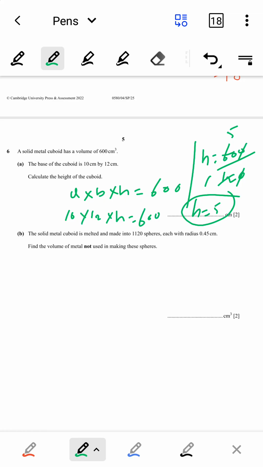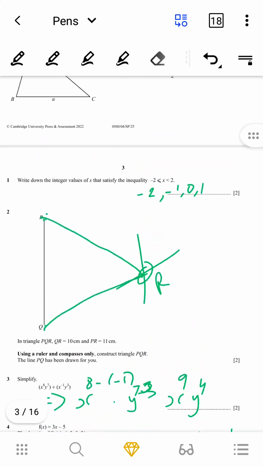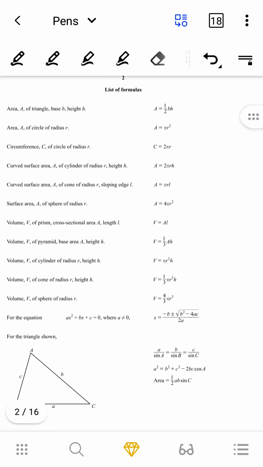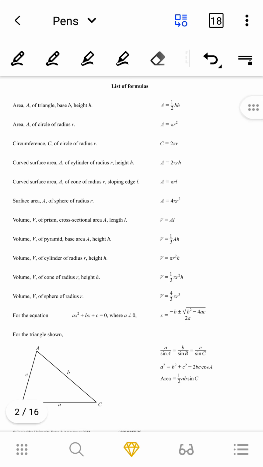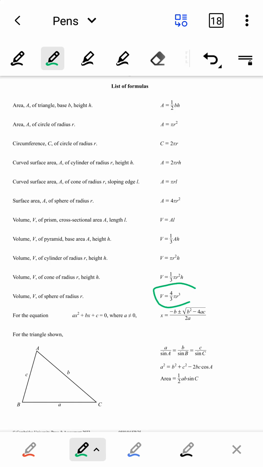The solid metal cuboid is melted and made into 1120 spheres, each with radius 0.45 centimeter. Find the volume of metal not used in making these spheres. Okay, first the volume of a sphere. For this you need not remember any formula, because they have very clearly given the formula sheet. Look here, in the formula sheet itself we have the volume of sphere formula. I will be underlining and showing it to you. So all the formulas have been given.